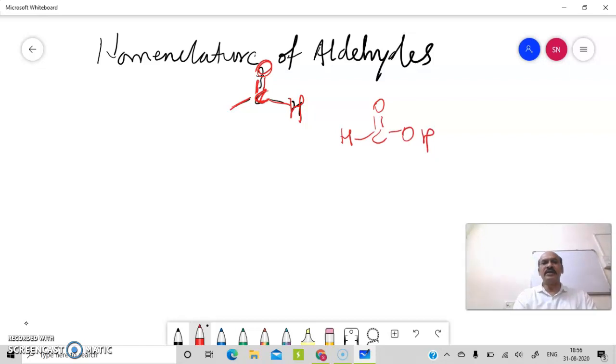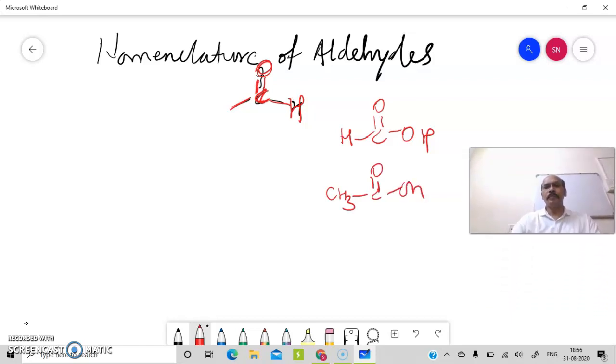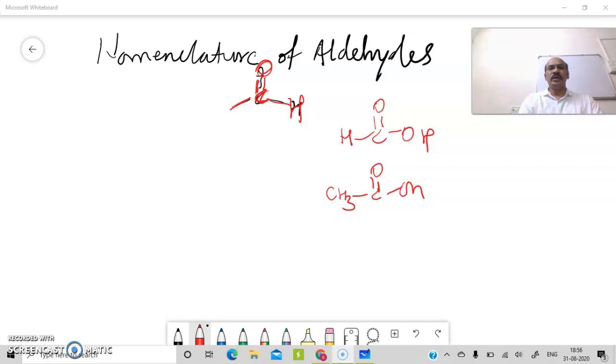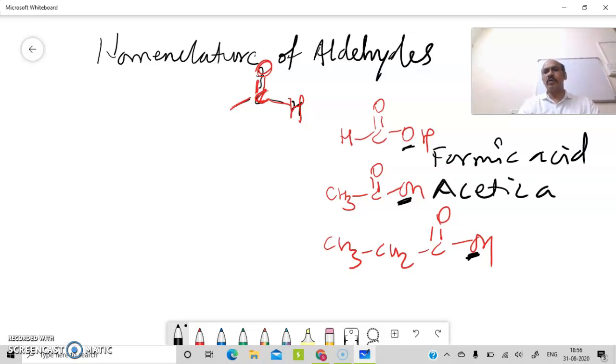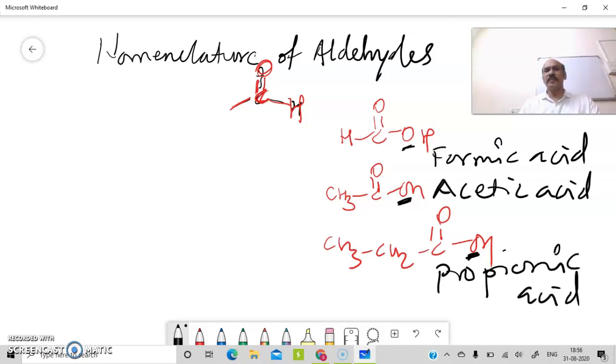Is it aldehyde or acid? It is acid. This oxygen is extra. Acids are named on the basis of their origin or source: formic acid, the 2 carbons acid, acetic acid, the 3 carbons acid, propionic acid, etc. What is the difference between aldehyde and acid? That we will see.